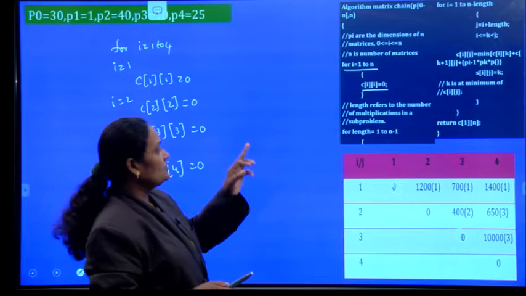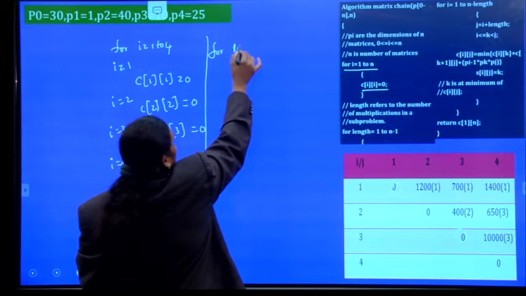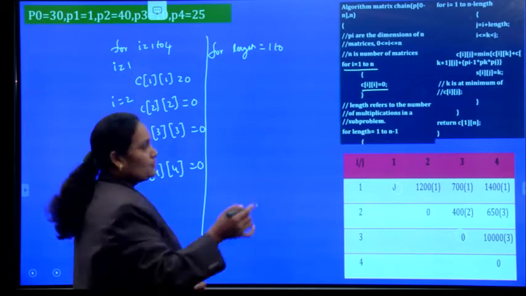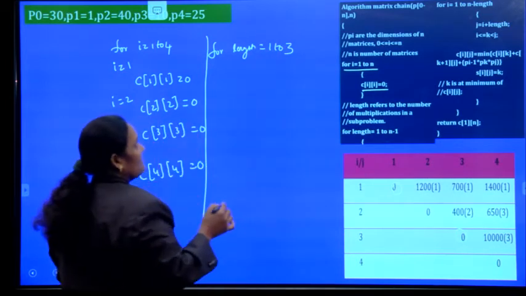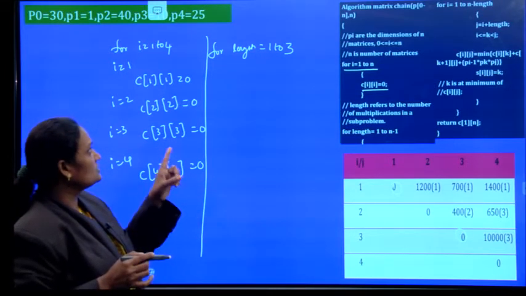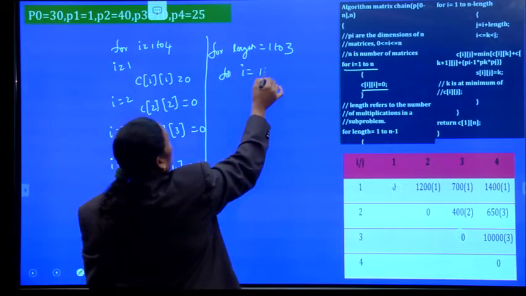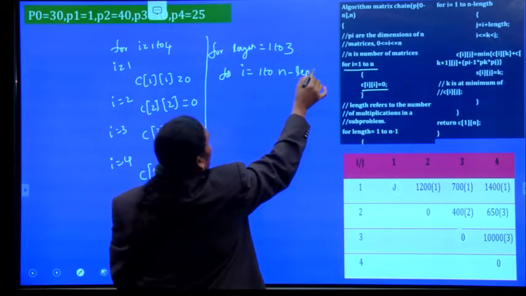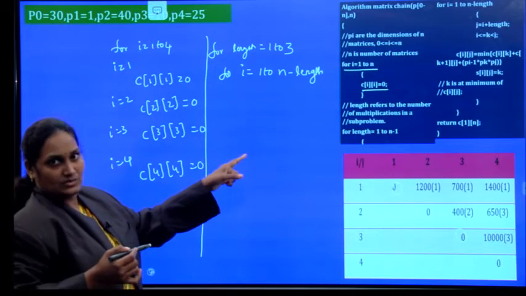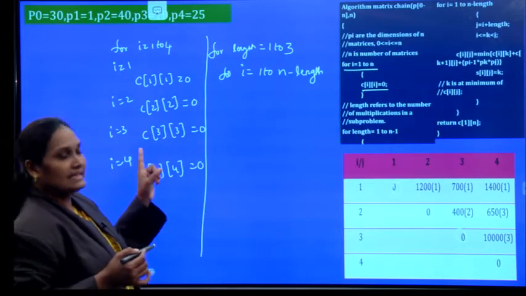Next, what do I need to find? After that we need to take length is equal to 1 to n minus 1. Here n is 4, so 4 minus 1 is 3. How many values does length take? Length takes 3 values: 1, 2, 3. And for i is equal to 1 to n minus length. Here the i value is based on the length value. Based on the length value that we are considering, we need to take the i value.